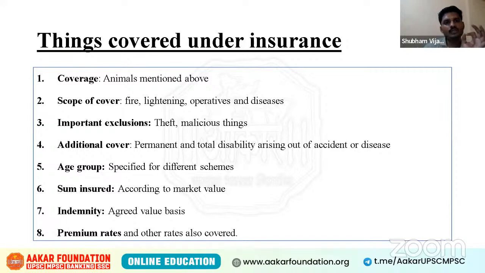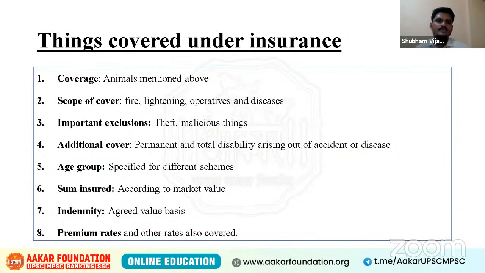Now, what things will come under the insurance? First of all, the price of the animal, then scope of cover. What is the scope of cover? It will not cover just the death of the animal from disease, but also natural calamities like fire, lightning, and during operations also. Then important exclusions, which are malicious poisoning. Then additional cover, especially for permanent and total disability arising from an accident, and suffering arising from the accident of that animal.